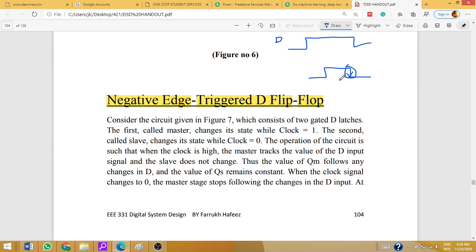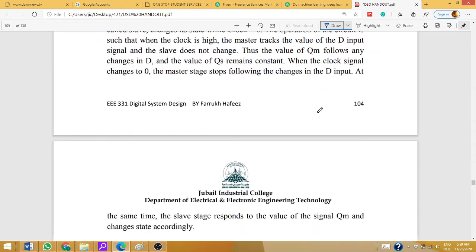Unlike latches, in latches we discussed D moves to Q when there is a high level or low level, as we are defining. But in flip-flops, it depends upon edges, negative edge or falling edge. So first thing we are discussing now is the negative edge trigger flip-flop. How are we constructing it?